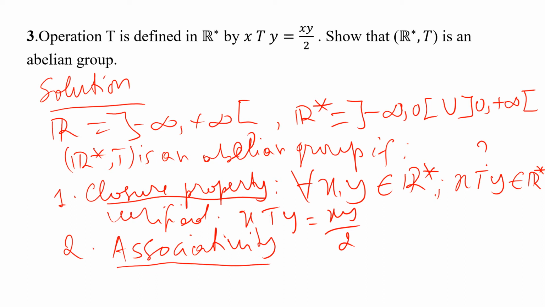Associativity. Now we have 3 elements. We have to ask ourselves if (x T y) T z is equal to x T (y T z).